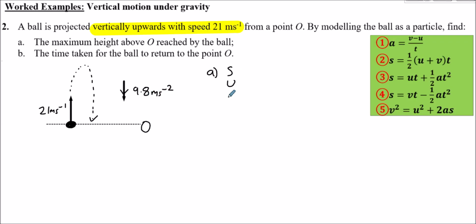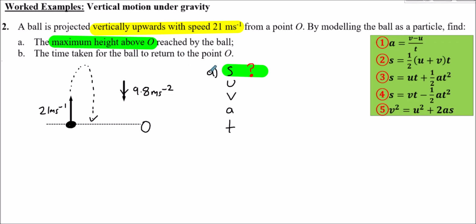So for part A, let's just use SUVAT again. We want here the maximum height above O reached by the ball. So that is essentially the displacement we're trying to find out. So maximum height above O, that's the displacement. I'm going to put a question mark by S, because that's what we want to work out.